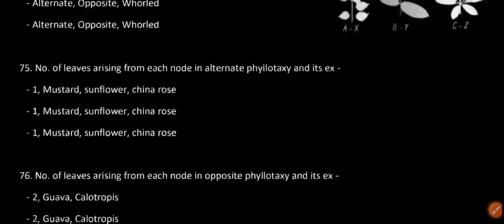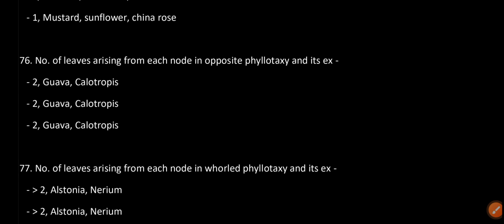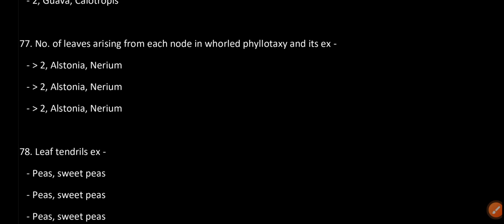Number of leaves arising from each node in alternate phyllotaxy and its example: 1, mustard, sunflower, China rose. Number of leaves arising from each node in opposite phyllotaxy and its example: 2, guava and calotropis. Number of leaves arising from each node in whorled phyllotaxy and its example: greater than 2, Alstonia and Nerium.